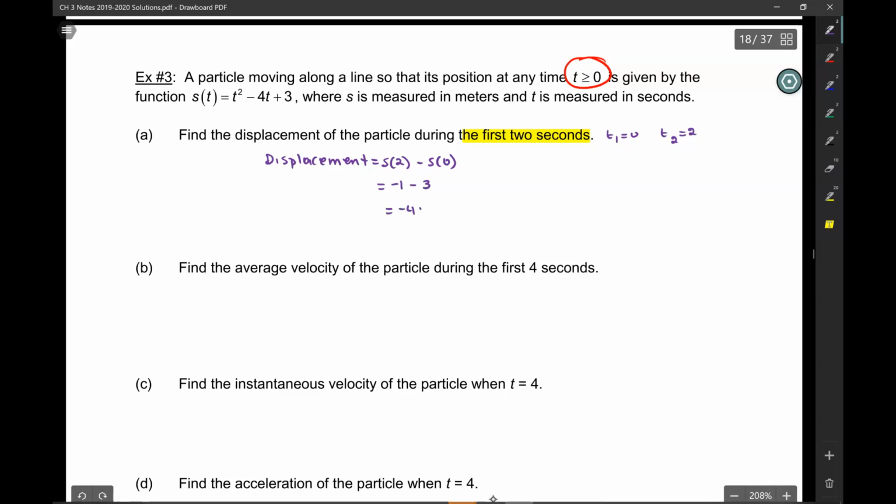Okay, go ahead and find the average velocity during the first 4 seconds. Is there any calculus for that one? No calculus. It's algebra 2. Yeah, we just found S of 2, we have to find S of 2 and S of 0. So that's not the displacement, that's just the position at 2. I did it wrong.